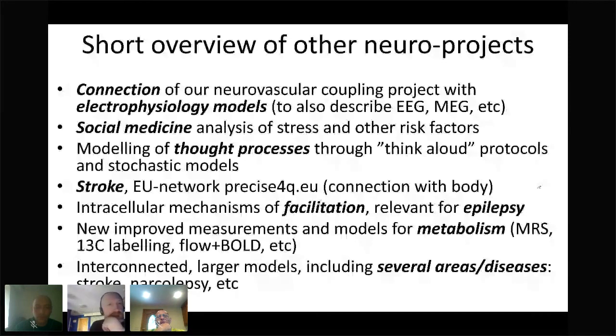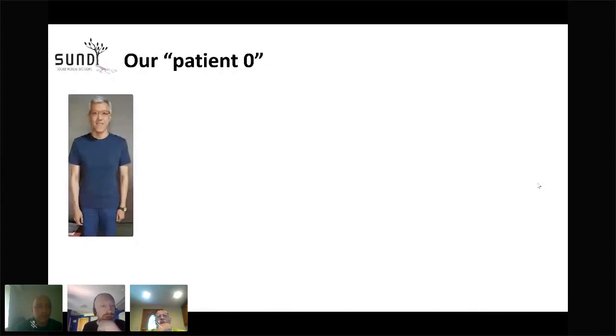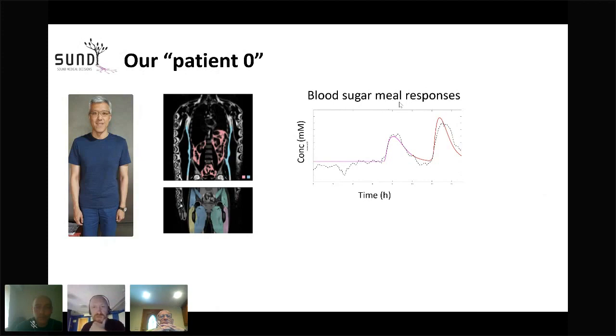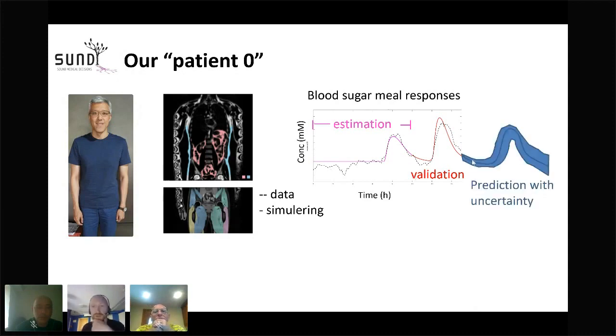But let me talk shortly here in the end about how we connect this to the whole body level. So this is our patient zero, the first patient that we did a patient-specific multi-level whole body model for. We put him in an MRI, and we measured fat content and muscle content, blood sugar meal responses. Here you see comparison between data and simulations. Again, we subdivide the data by estimation. The lunch is the estimation, and then the dinner response, which is the second, is the validation, where we test the model, and then we do predictions with uncertainty. This model is actually approved by the FDA as a replacement for animal experiments when certifying certain insulin pumps.